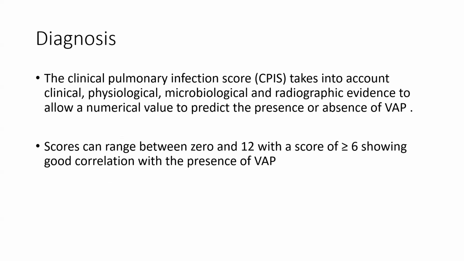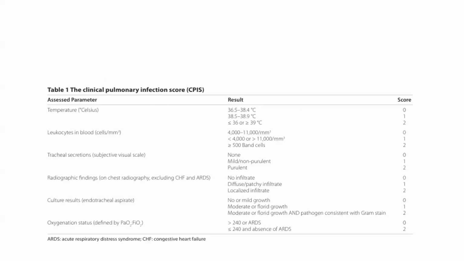So how to diagnose this? We can diagnose ventilator associated pneumonia on the basis of clinical, physiological, microbiological, and radiological factors. There is one score which we can use for the diagnosis of VAP, and the name of that score is the Clinical Pulmonary Infection Score. This score ranges between 0 to 12, and if the score is more than or equal to 6, then it shows good correlation with the presence of VAP.